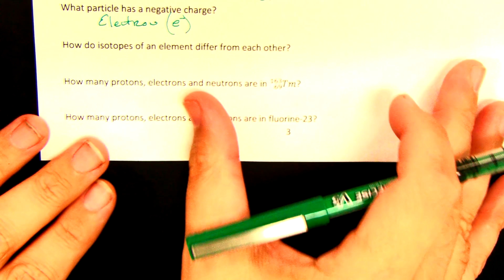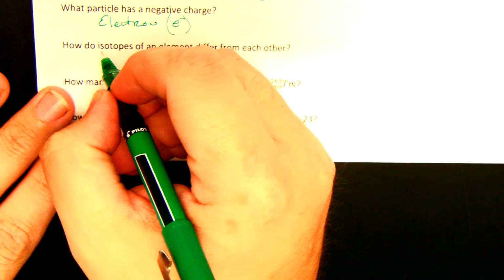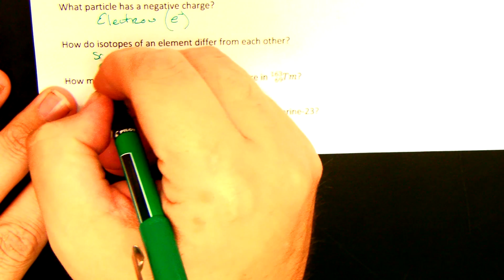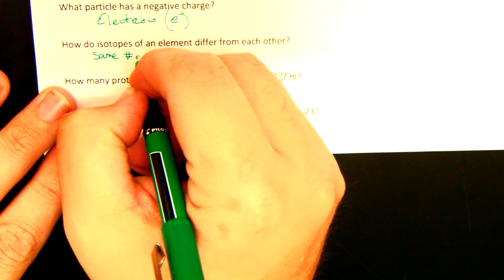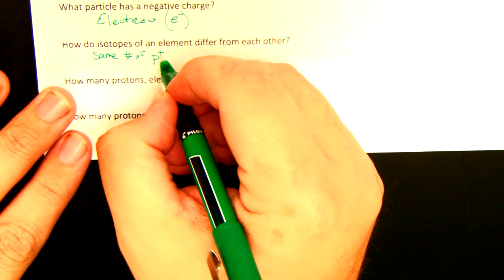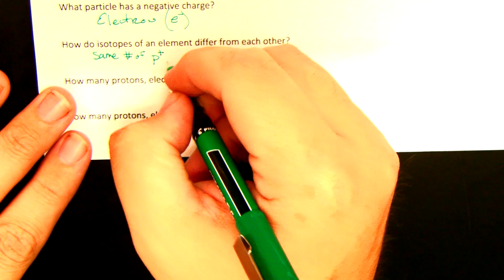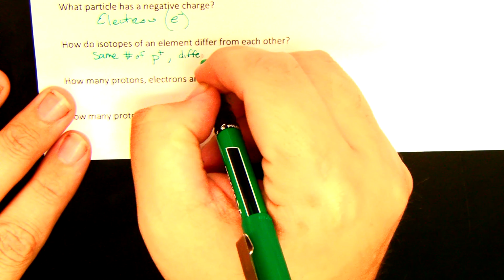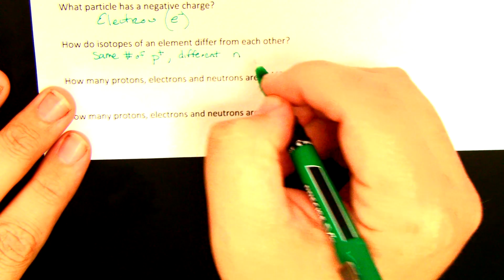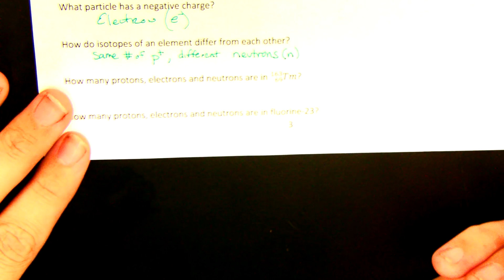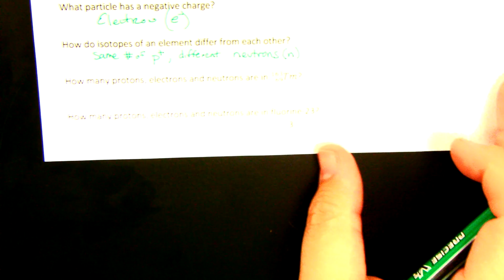All right, now how do isotopes differ for each element? Yeah, a different number of neutrons. Think of it like this. They have the same number of what? Protons and electrons, for the most part. Absolutely right. The same number of protons, but they have different neutrons. And I'm going to write neutrons, and I'll put the N afterwards because we hadn't talked about neutrons before. So, yeah, absolutely correct.